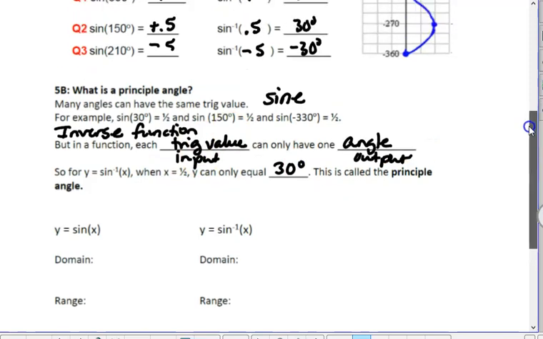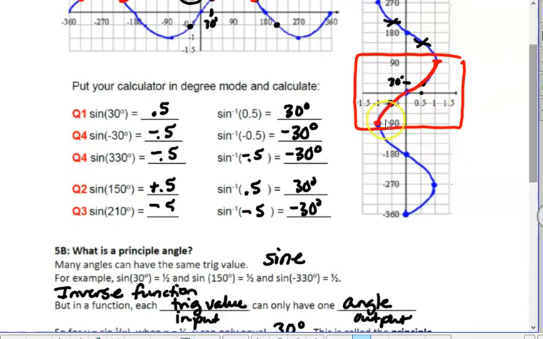Now when we look up at our sine function, we see that the principal angles appear to be in this region. Whenever we put in 0.5, we got 30 for inverse sine. Whenever we put in negative 0.5, we got negative 30. So we were seeing these two angles, 0.5, 30, and negative 0.5, negative 30. And so it appears that we're using this region of the graph.